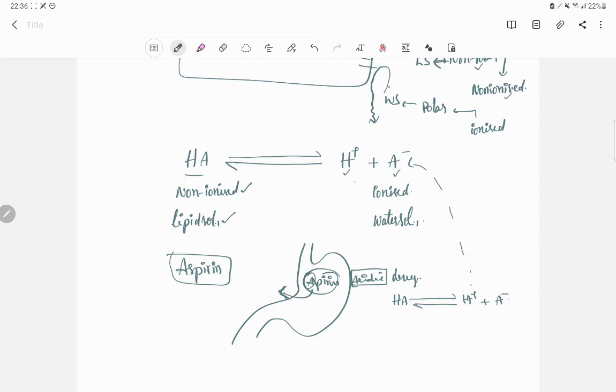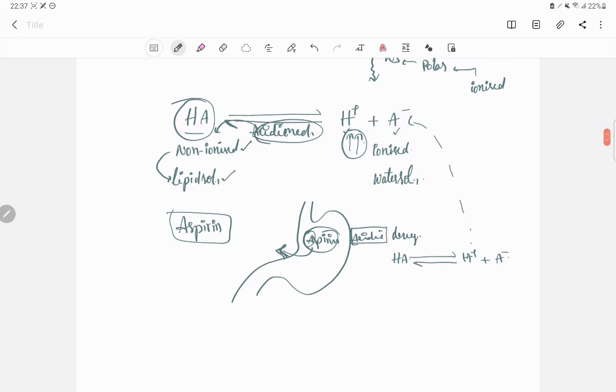So we can do this by increasing the protons. If we increase the protons, the forward reaction will decrease and eventually the drug will stay in its original form. Where will it happen? Increased protons are present in which medium? It is acidic medium, right? So aspirin in acidic medium stays in non-ionized form and thus gets absorbed in lipid soluble form into the systemic circulation. This is concept one. It is regarding the absorption.